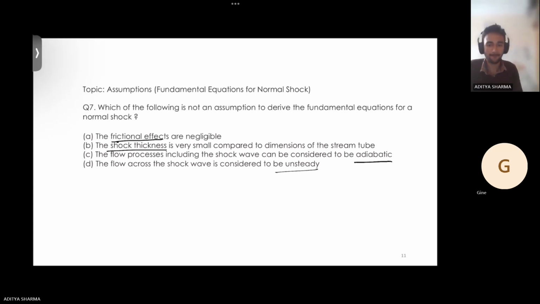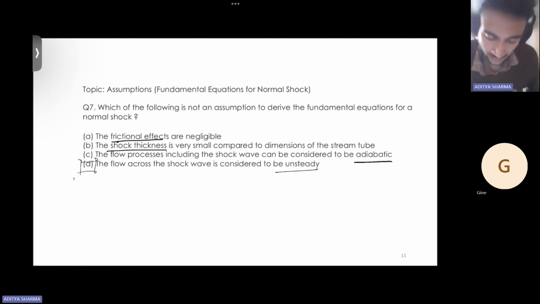Option D. Okay. Ginny has replied option D. Harshit has also given this in the text chat. All right. So these assumptions must be taken into consideration while we are dealing with these fundamental equations.